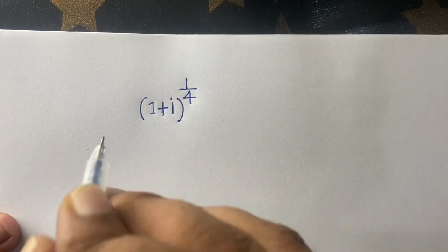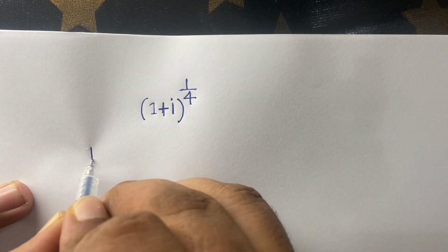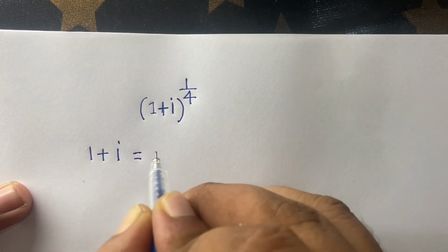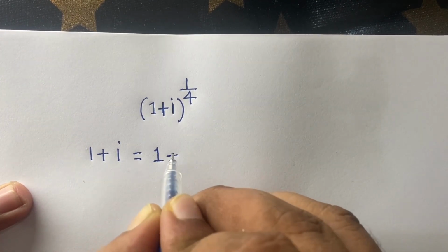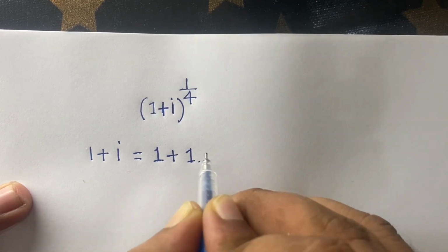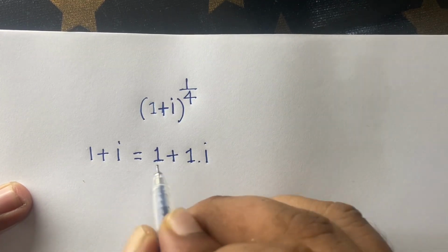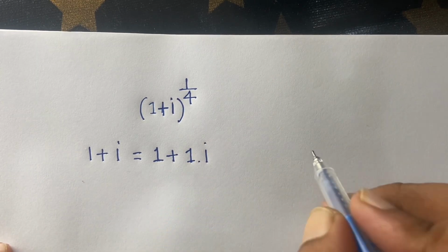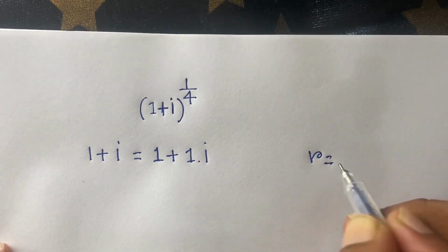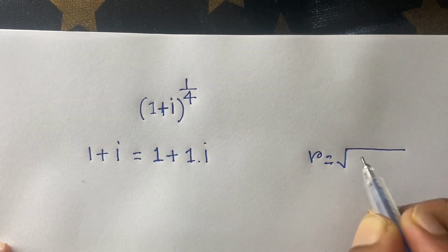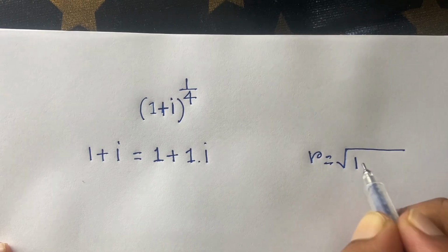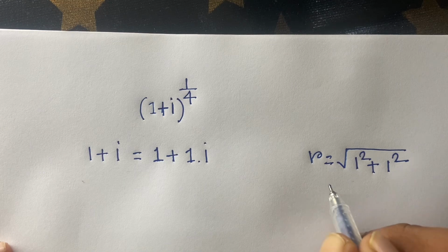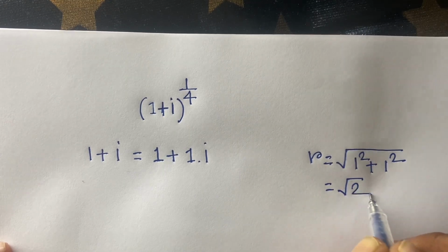First of all, I can write 1 plus i as 1 plus 1 times i. So x is equal to 1 and y is also equal to 1. In this case r is equal to the square root of x squared plus y squared, so 1 squared plus 1 squared. So r will be square root 2.